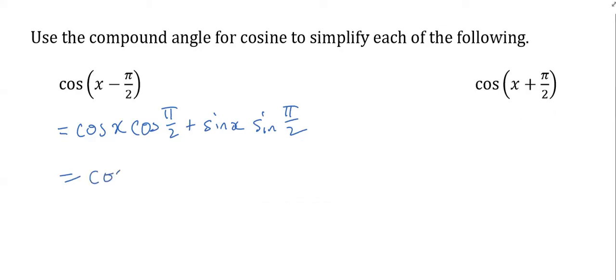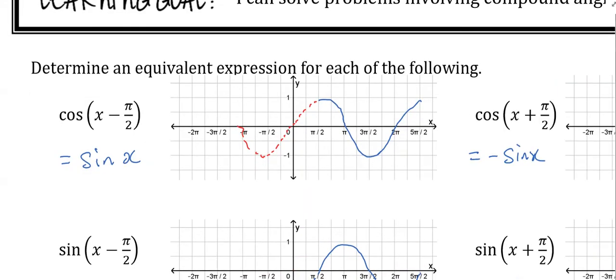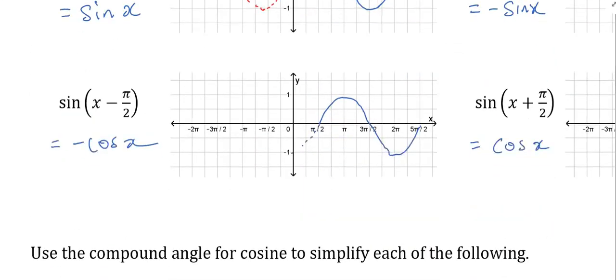So this is cos x times 0 plus sine x times 1, which is what? 0 times anything is 0. Sine x times 1 is just sine x. So this is equal to sine x. So that was easy. We showed the same thing, cos of x minus pi by 2 equals sine x. Showed it a couple of different ways.